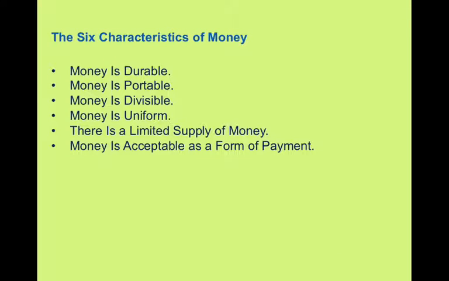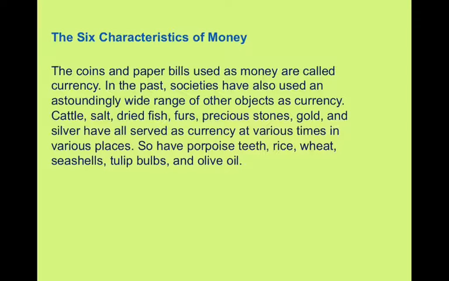So we've looked at the three uses of money, but money also has to have 6 characteristics to make it work. For something to be money, and many different kinds of things can serve as money, but to serve as money, money has to be durable, it has to be portable, it must be divisible, it has to be uniform, there needs to be a limited supply of it, and it has to be acceptable as a form of payment for goods and services.